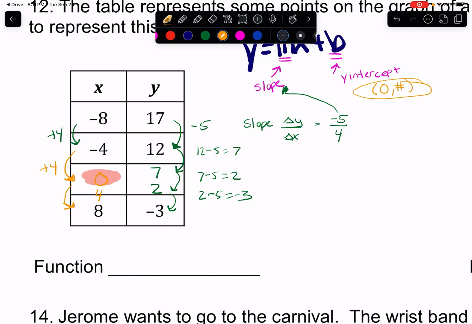I wrote it in orange. Now I can't see it. Let me go over it in black. Okay, there we go. Well, the x value is 0.